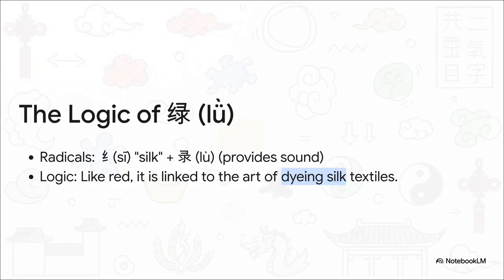The radical on the left is our old friend C, the silk radical. So just like with red, the character for green is fundamentally tied to the ancient craft of dyeing textiles. This just goes to show you how important colored silks were in the culture, so important that they're literally part of the words for the colors themselves.